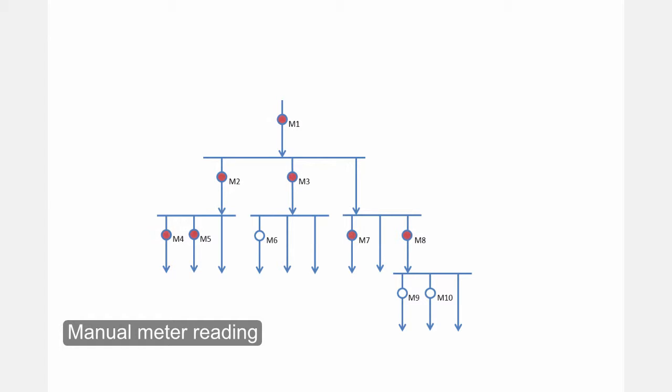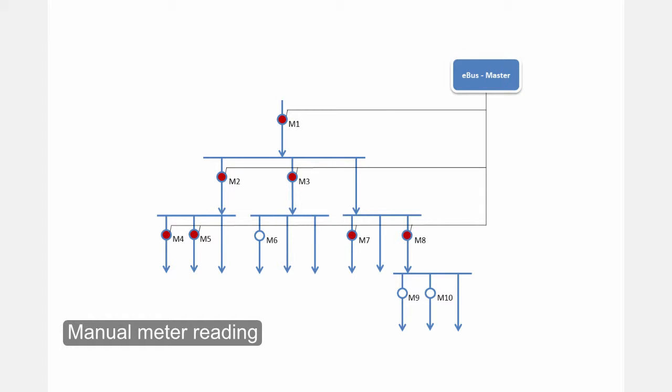New measuring points are obviously installed with interfaces which facilitate automatic communication. However, most companies still operate numerous measuring points which do not yet feature an interface. These meters will still have to be read manually for quite some time.